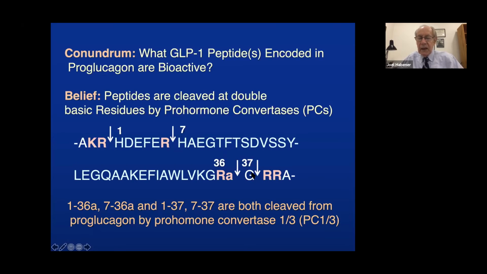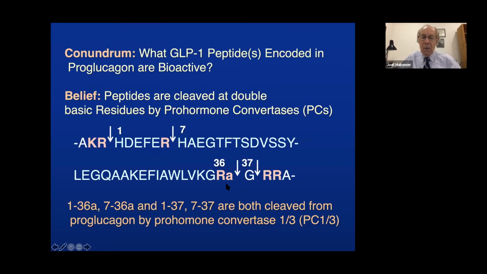One was at the double basic residue arginine, which produced a peptide of 37 amino acids, but with a glycine and another arginine it allows for a second cleavage, but also an amidation of the C-terminal arginine, which may cause a peptide of 36. So there were 4 peptides possible: 1 to 36, 1 to 37, 7 to 36, and 7 to 37.